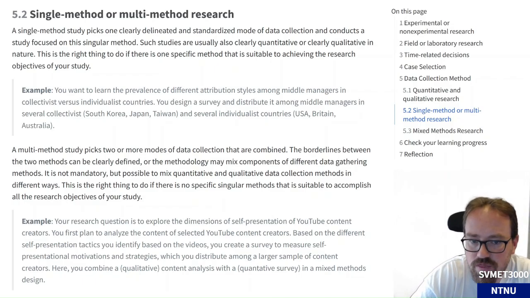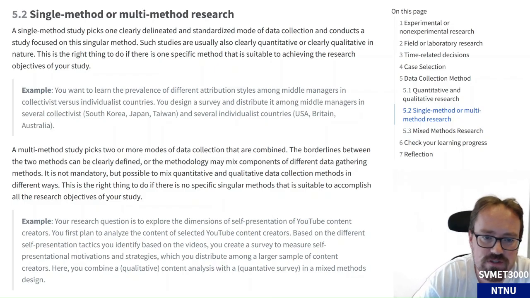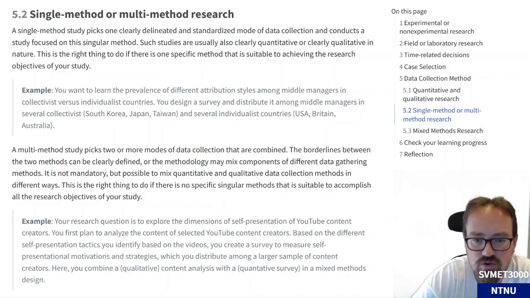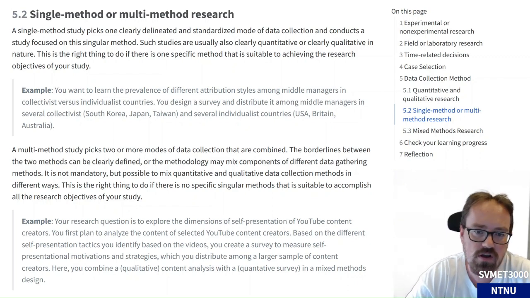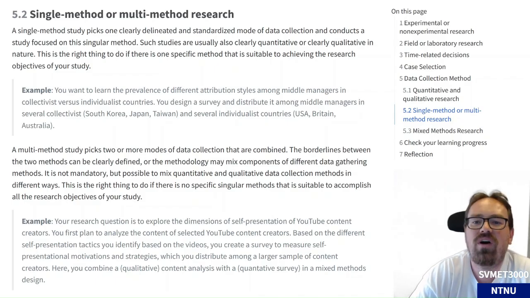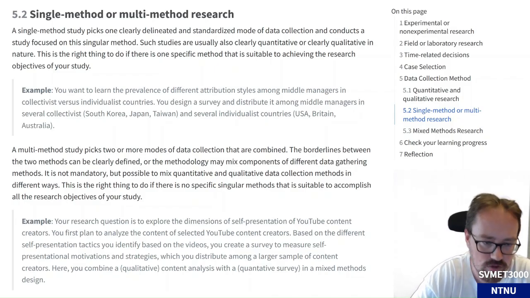Example, you want to learn the prevalence of different attribution styles among middle managers in collectivist versus individualist countries, and there you just design a survey and distribute it among middle managers in several collectivist and several individualist countries. Bang! Finished. So that's straightforward. You want to know a certain thing and how it's distributed in a population. Then it's most of the time just one survey study that you're doing and you're done.